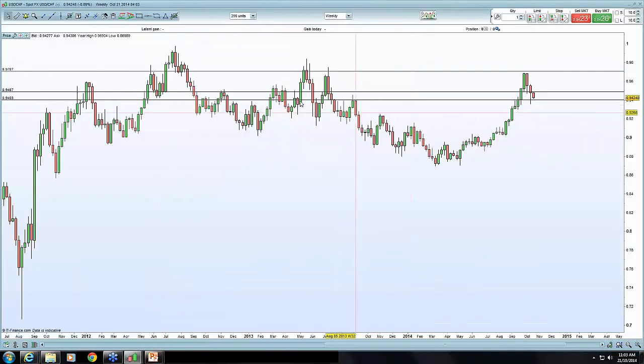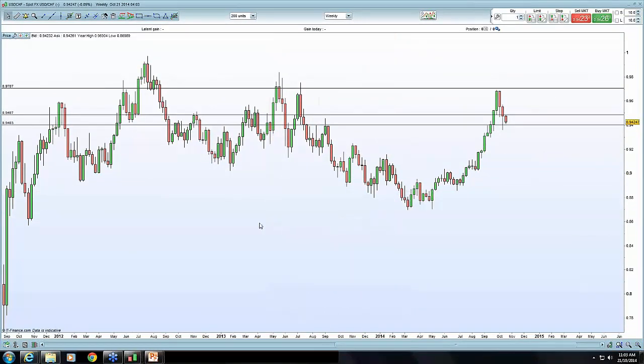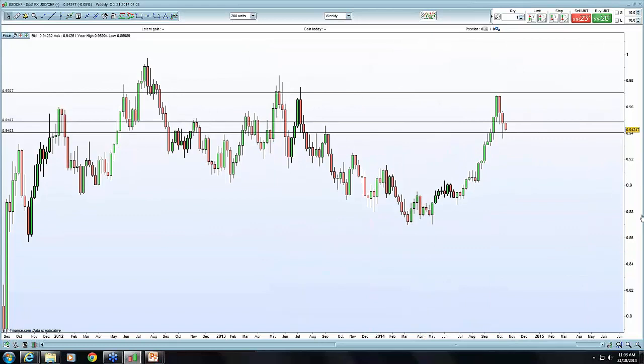Dollar Swiss. I use it as a proxy for the dollar index. Because the dollar index, as you know, is a futures market, the charts are not the nicest when it comes to plotting your technical levels. Now, the dollar Swiss weekly chart is very bullish, still very bullish. These were the lines I drew last week.